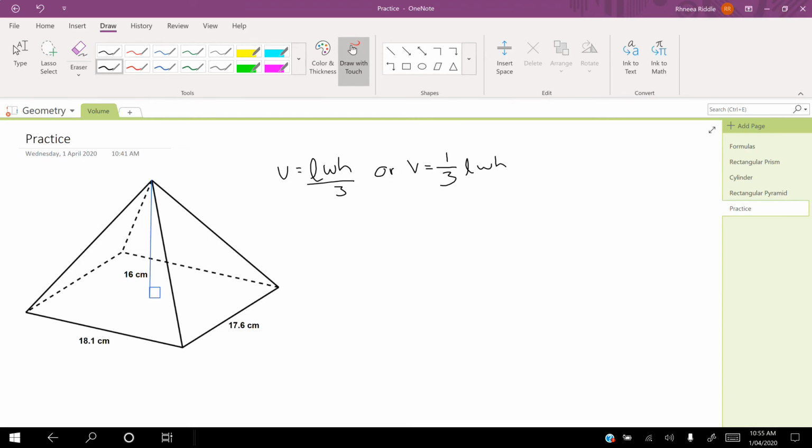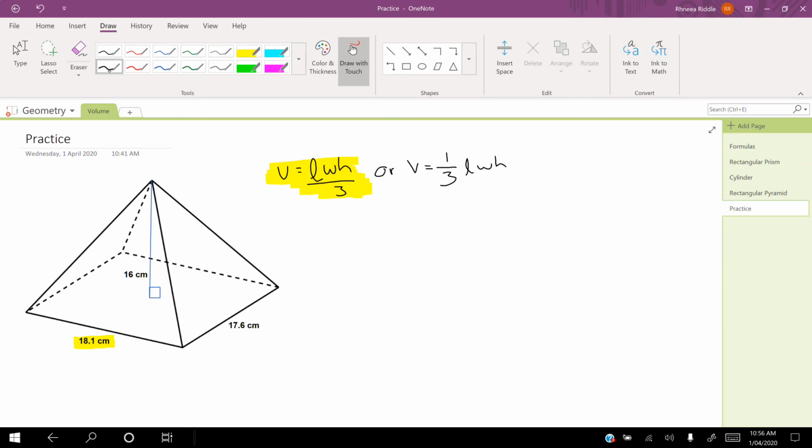So if you've hit play, I am assuming that you've already finished and done your very best to find the volume of this rectangular pyramid. So I'm going to work with you step by step, follow along at home. So I like to use this formula, this first one. Both are perfectly fine. You're going to get the answer either way. That's going to be the same. So our length here is that 18.1 centimeters. And it can be 18.1 or the 17.6. Since you're multiplying, those are interchangeable.